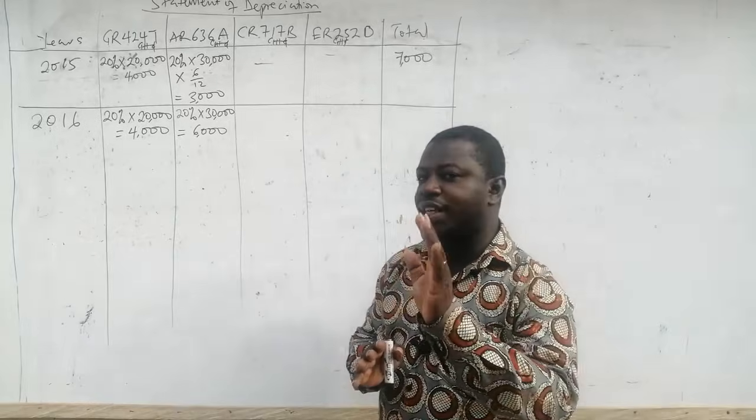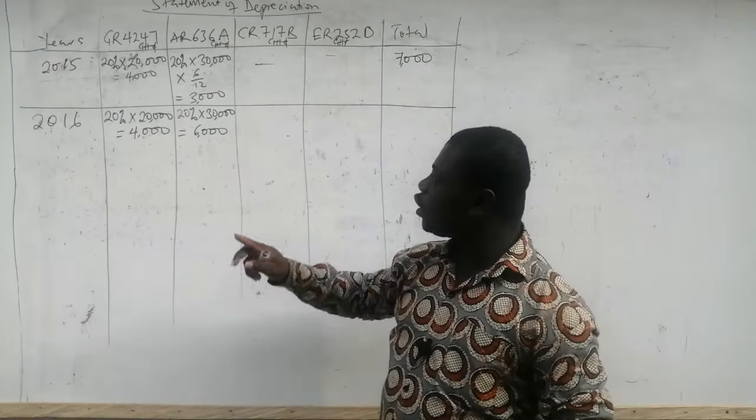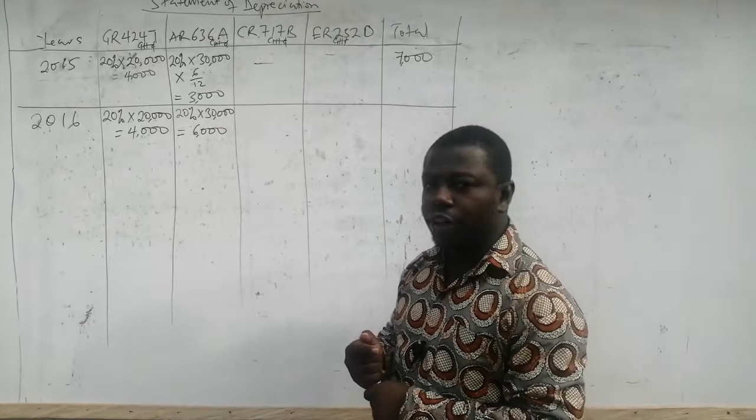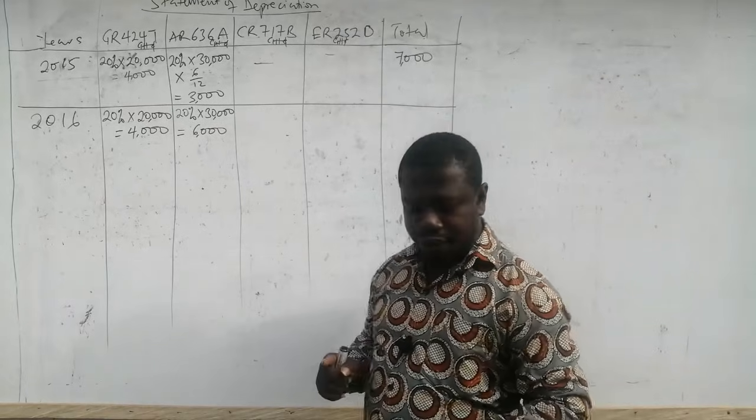So if you get a question that is not on the straight line method but is on the reducing balance method, don't forget to always use the net book values or the carrying amount of the asset and not the cost. So that is very important.